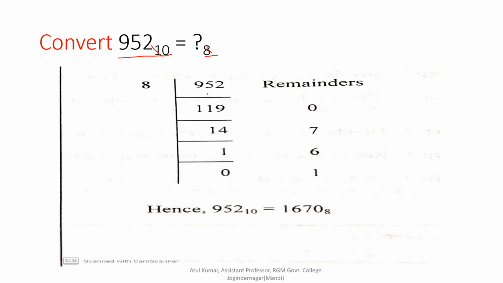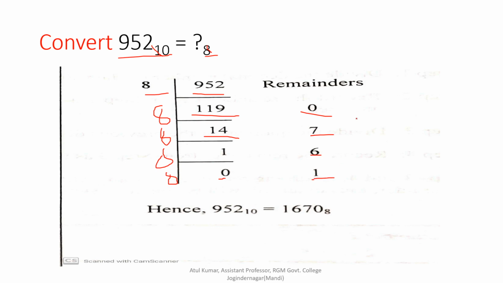So first, we divide 952 by 8, the quotient becomes 119 and the remainder is 0. In the second step, again we divide 119 by 8, the quotient becomes 14 and the remainder is 7. In the next step, we divide 14 by 8, the quotient is 1 because 8 into 1 is 8, and the remaining 6 we write here. In the next step, when we divide 1 by 8, then the quotient becomes 0 and the remainder is 1.